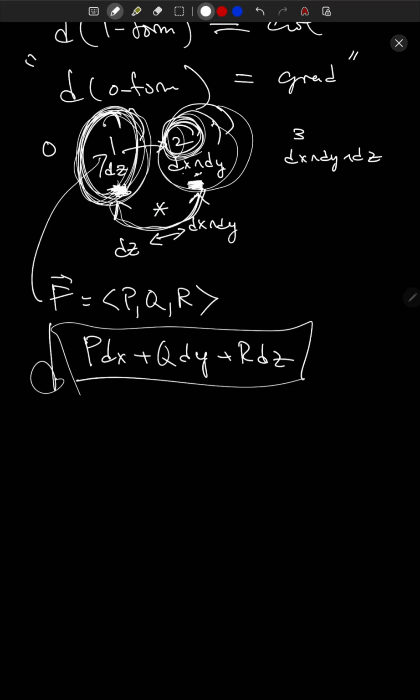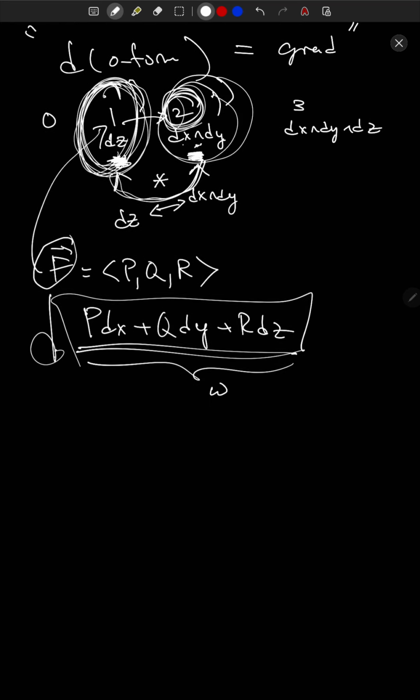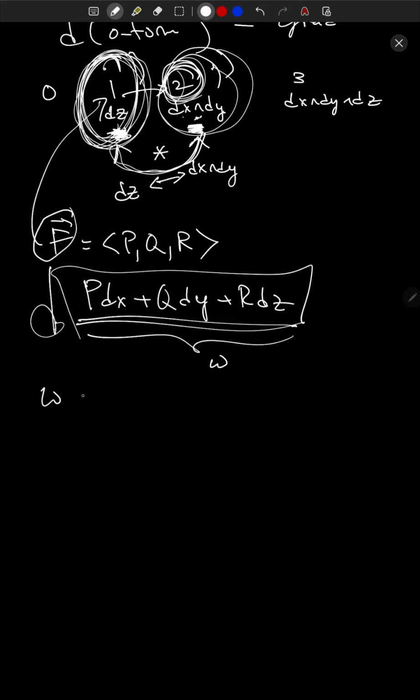It's a star mapping. It's a star correspondence. So essentially, what we're doing is saying that if I have a vector field, I can think of it as d of something. Let me say if I have a vector field f, I'm going to call this something omega. So omega corresponds to f. This is a vector field. This is a 1 form.